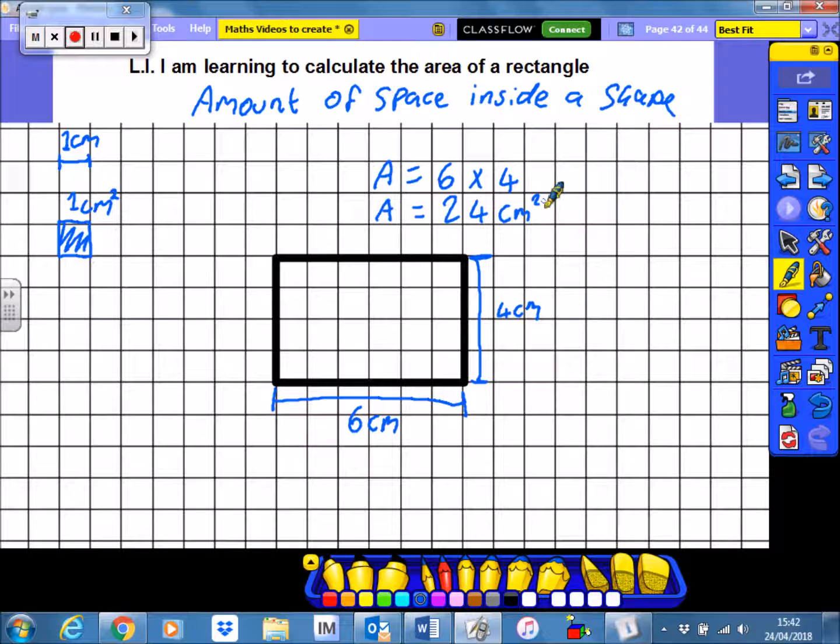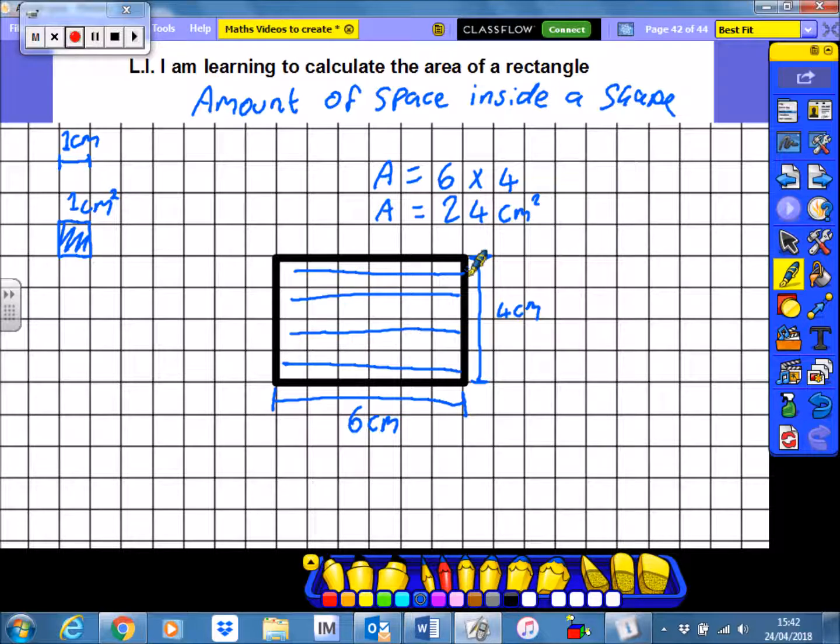Now why is this? Well, if you think about it, what we've got is rows of 6 squares and there are a total of 4 rows. So we've got 1 row of 6, 2 rows of 6, 3 rows of 6, 4 rows of 6. So we've got 4 times 6 or 6 times 4, the answer to which is 24.